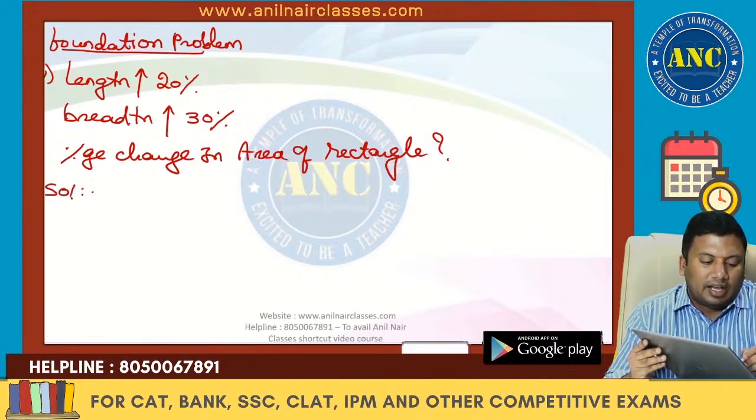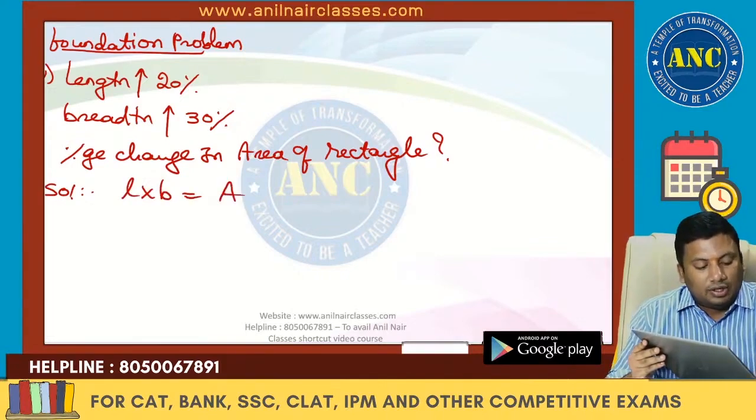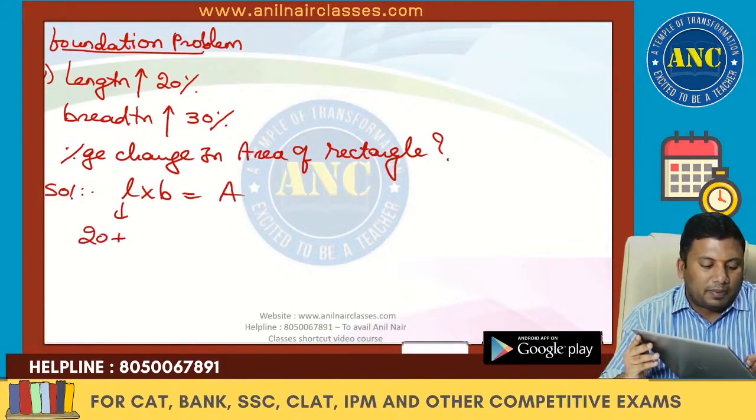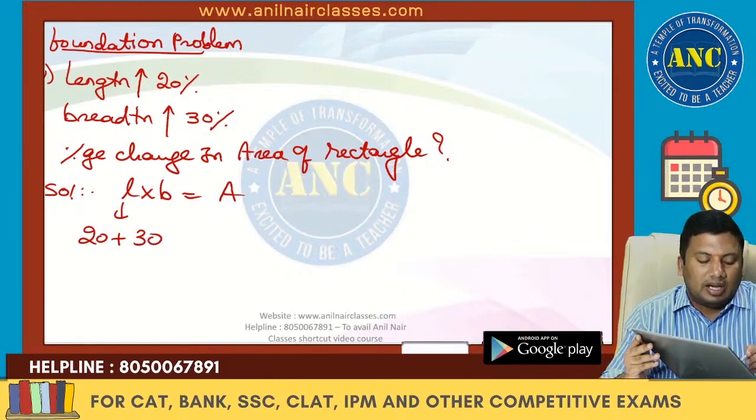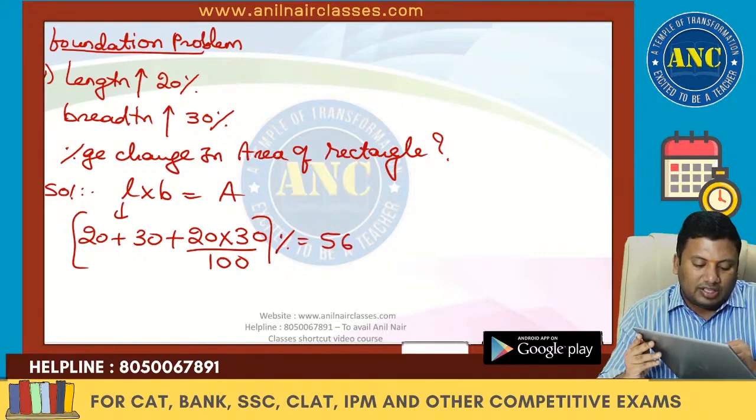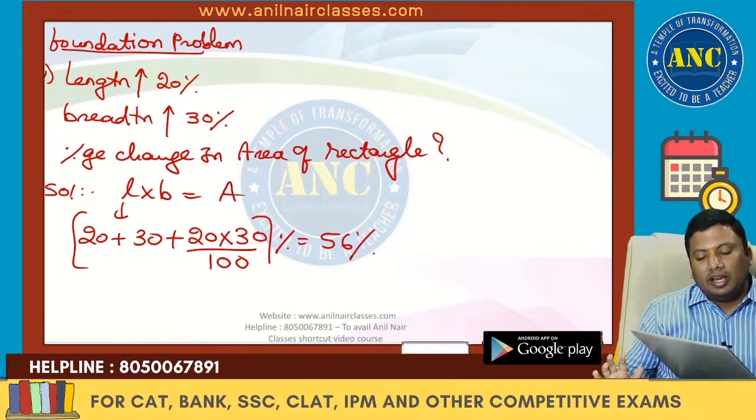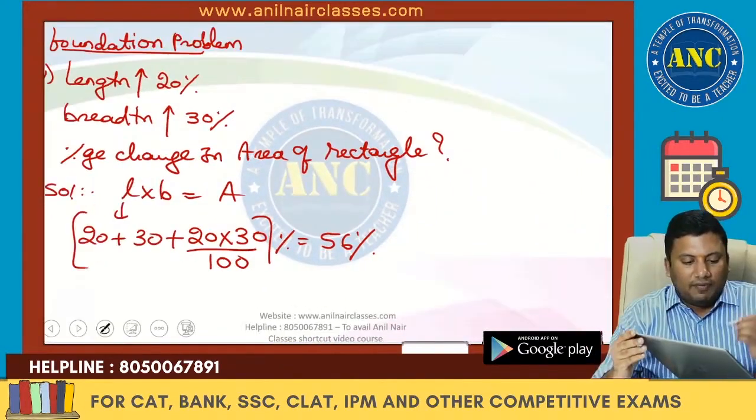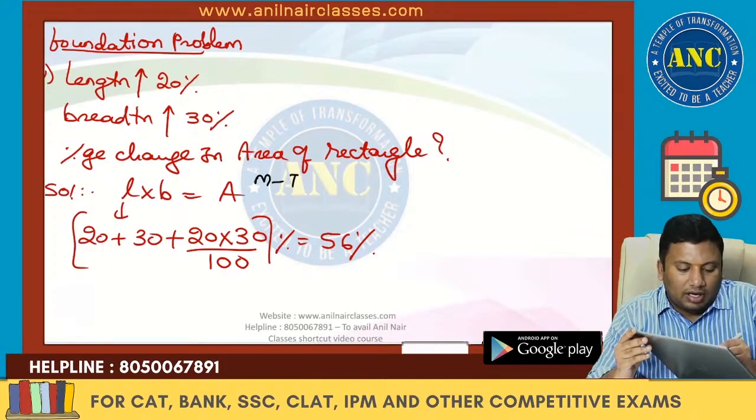Area of the rectangle is nothing but length into breadth. L is increased by 20 percentage. B is increased by 30 percentage. Using A plus B plus AB by 100, this is nothing but 56 percentage. So area will be increased by 56 percentage. This is method 1.